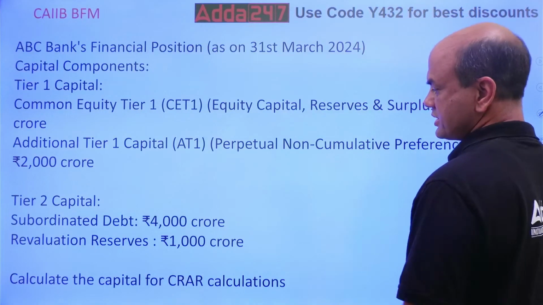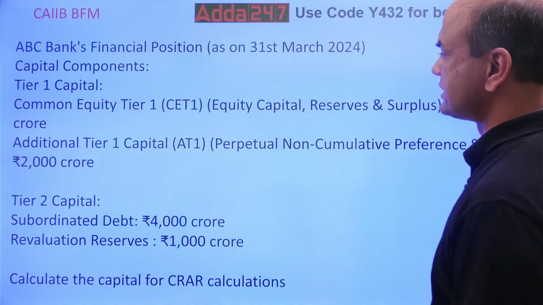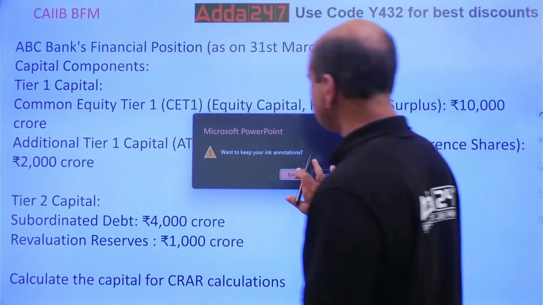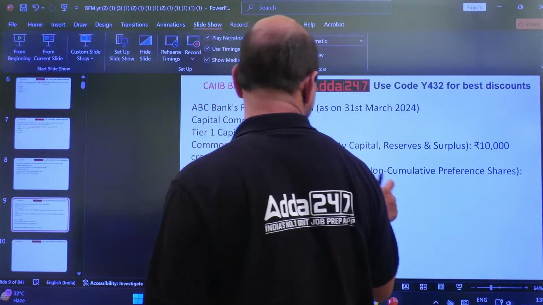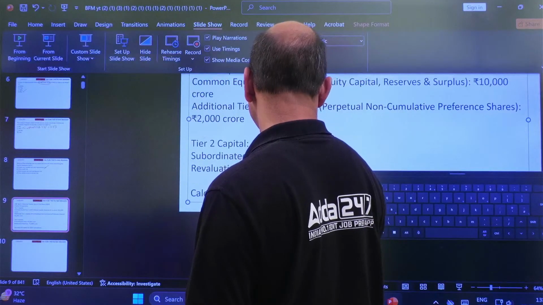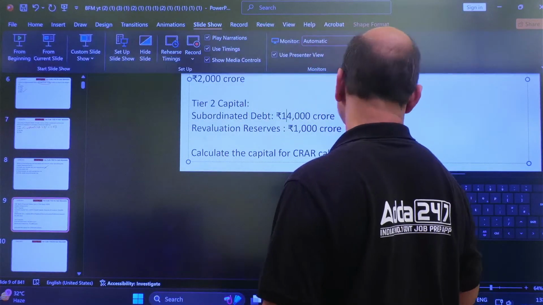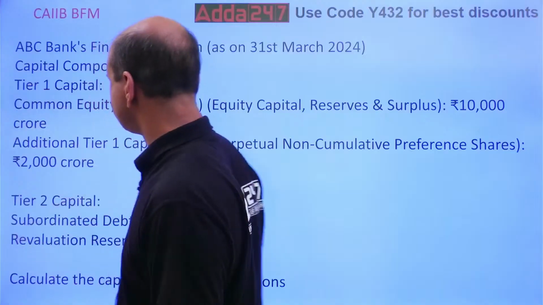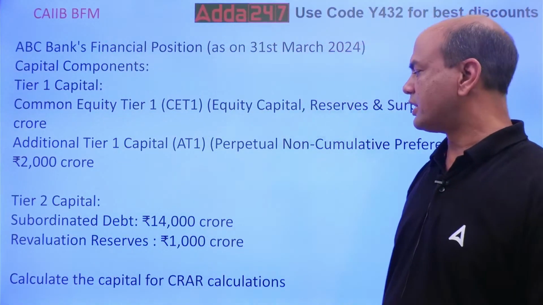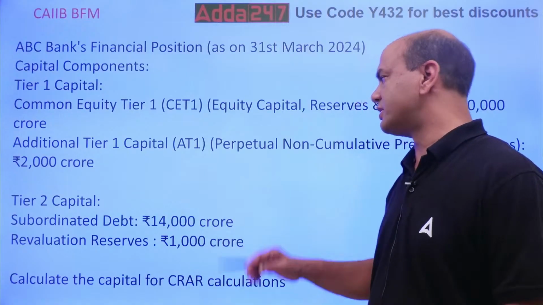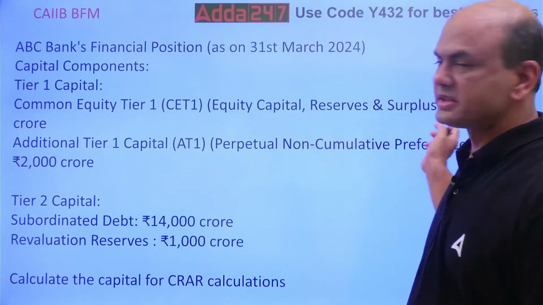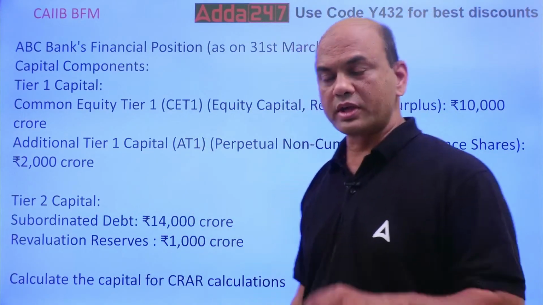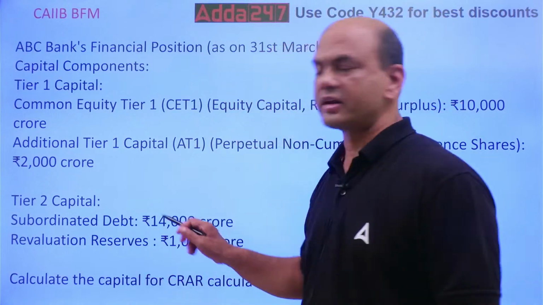Let me modify this question slightly because this is very easy. Let me modify it a bit. I'll just change one figure over here, that is 14,000. Say this: subordinate debt is 14,000 CR, revaluation reserves are 1,000 CR, CET1 is 10,000 CR, and additional tier 1 is 2,000 CR. Now you have to calculate the capital required for CRAR calculations.